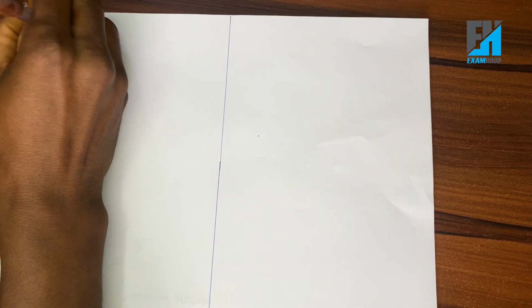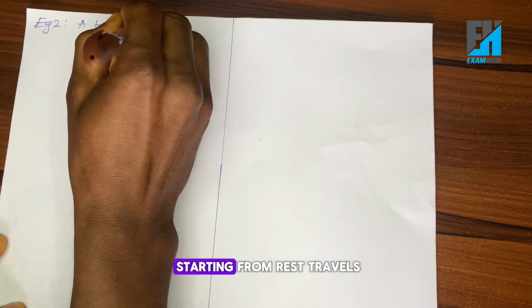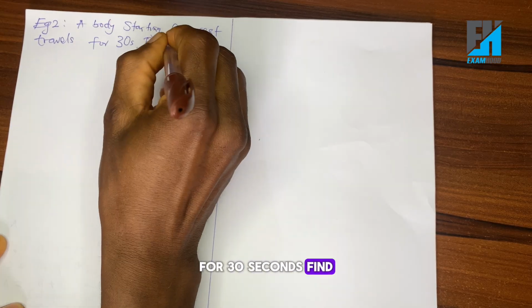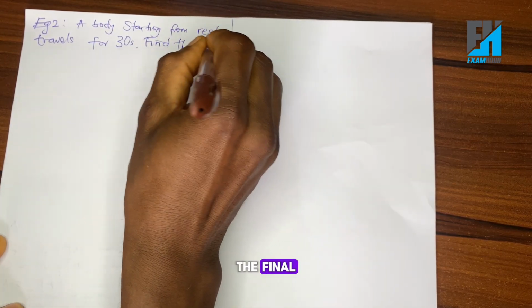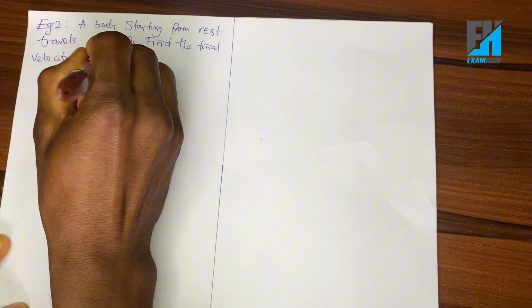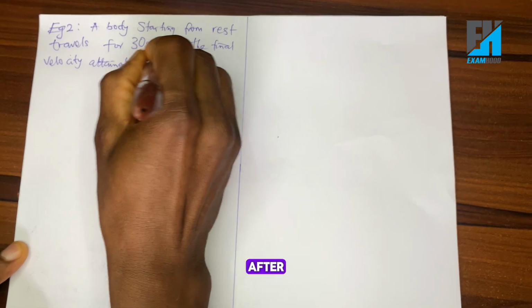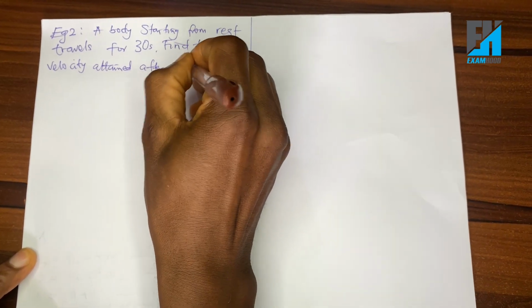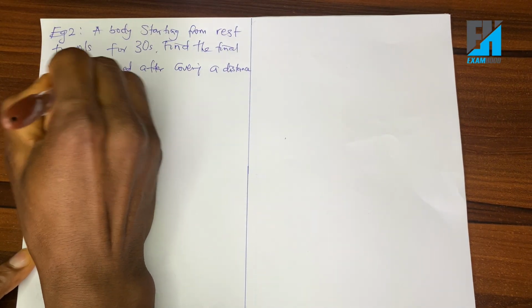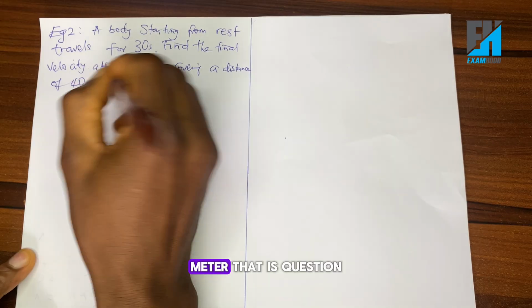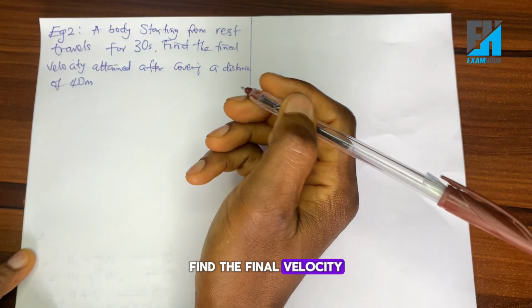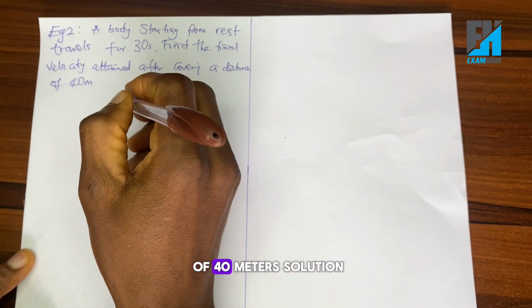It says, example 2: a body starting from rest travels for 30 seconds. Find the final velocity attained after covering a distance of 40 meters. That's the question. A body starting from rest travels for 30 seconds. Find the final velocity attained after covering a distance of 40 meters.